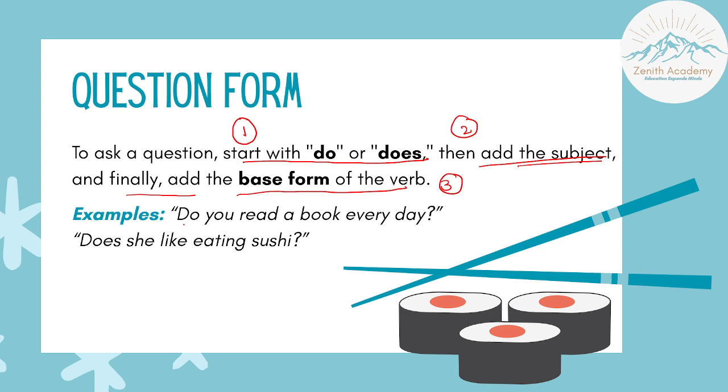So let's start. First you have to identify the subject. Okay, you. With you we use do. Do you read a book every day? This is the base form of the verb. So we start with do, then add the subject and then the base form of the verb. Now does she. With she we use does. So does she, base form of the verb, does she like eating sushi?